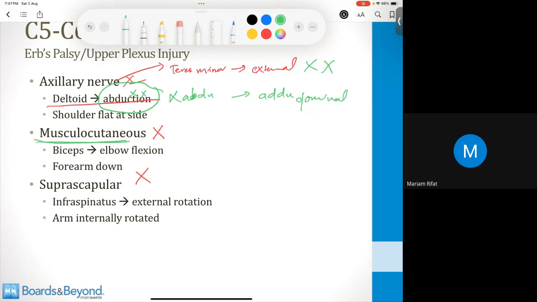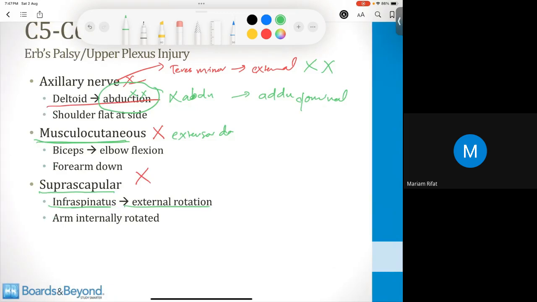The musculocutaneous is gone. It means the baby cannot flex the arm, so the extensors are going to dominate, and the arm would be extended. And the suprascapular nerve is gone, so the infraspinatus, which does external rotation, is also gone, so it is internally rotated. So you can see an extended and adducted hand with internal rotation.